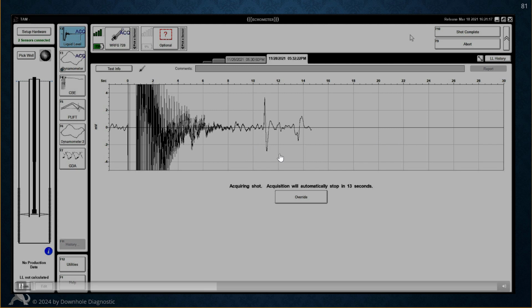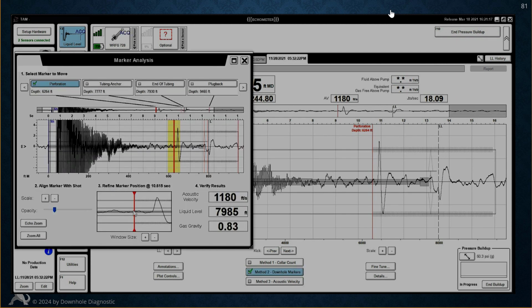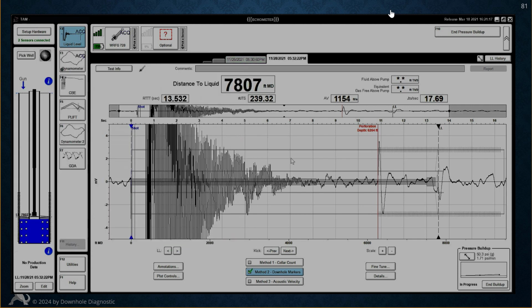We have a nice kick, and then we have a little down kick. Okay. So after I get it back, I'm going to adjust that liquid level marker for the fluid level. That is our fluid level. And then I'm going to tell the software that big up kick at the top, that is the top perforation. So I'm using the downhole marker method for calculating the acoustic velocity. And after that, I have the depth to my fluid level, which is 7807.